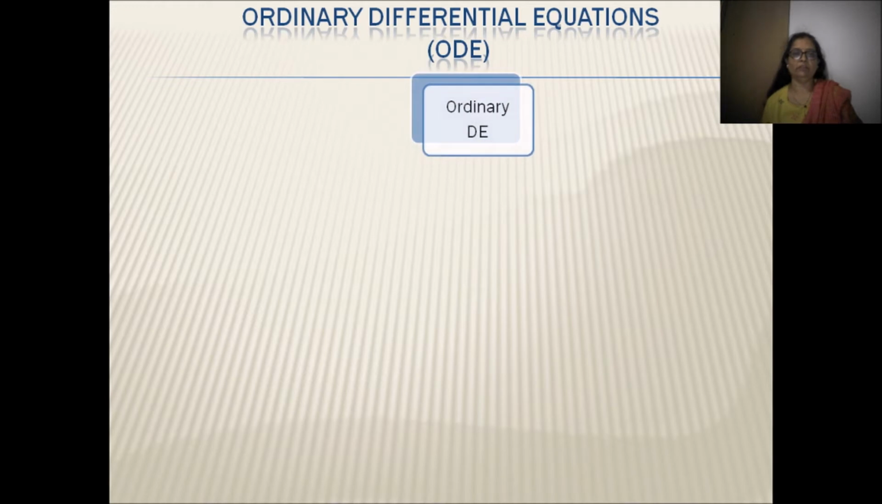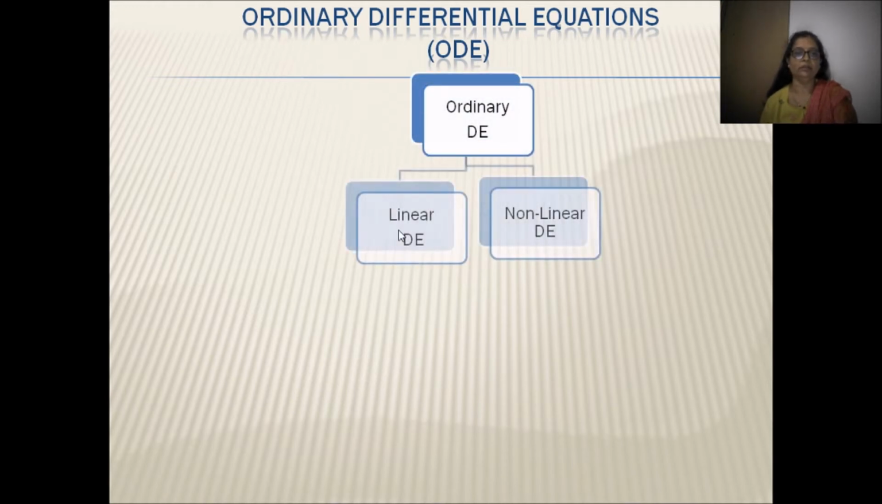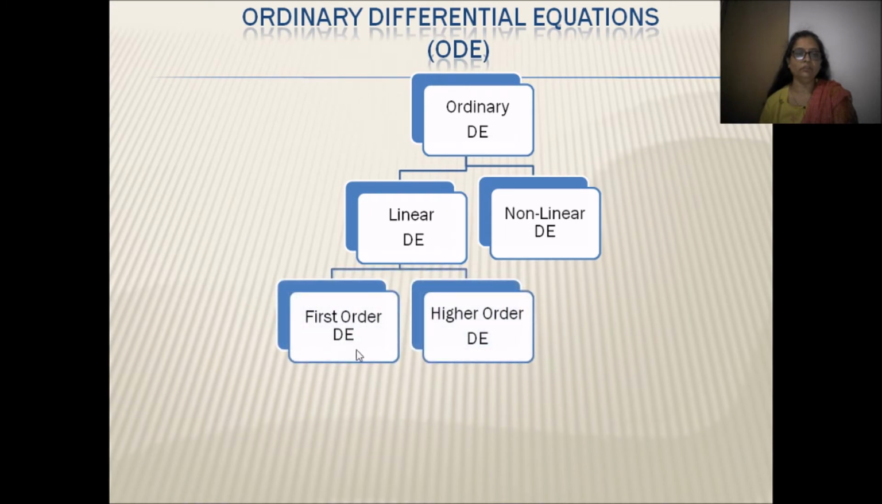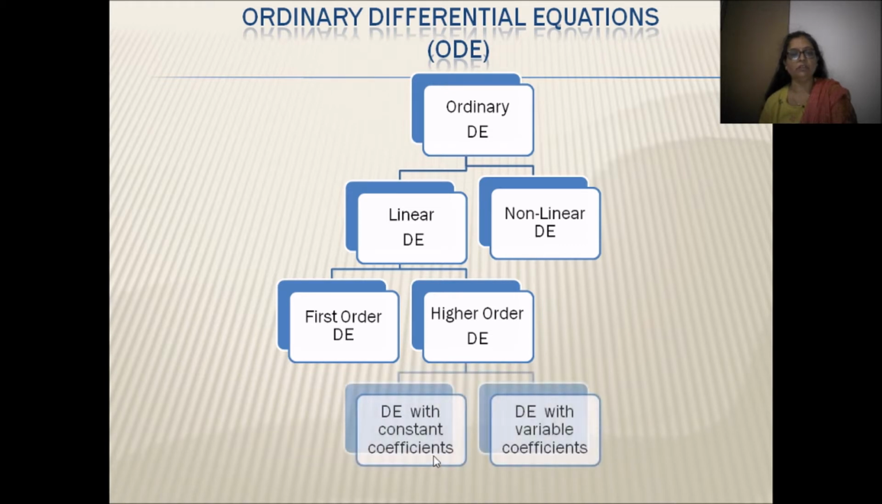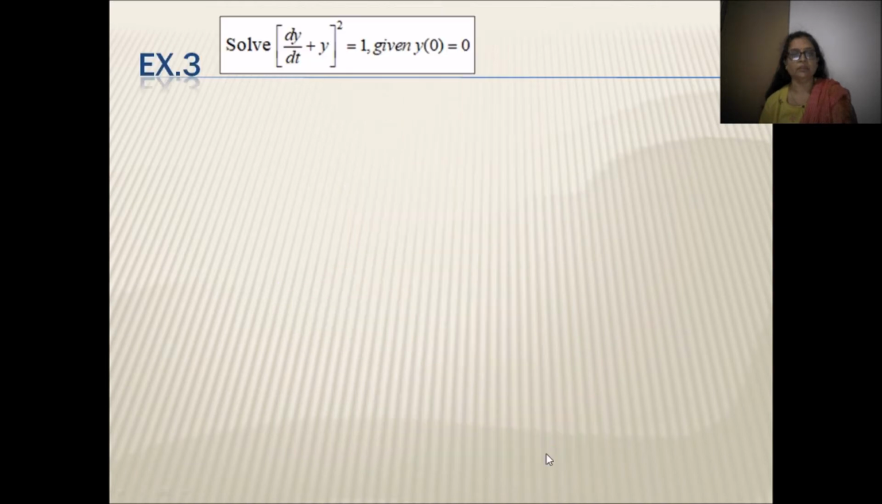Ordinary differential equation is mainly divided into two parts, linear and nonlinear differential equation. First order linear differential equation without initial condition and with initial condition we solved in part 1 as example number 1 and example number 2. Now in this video we are going to discuss nonlinear differential equation, then higher order differential equation with constant coefficient and with variable coefficient. Now we discuss example number 3.